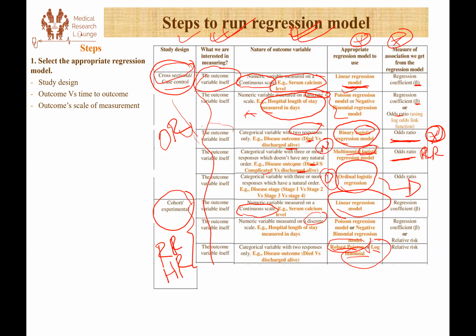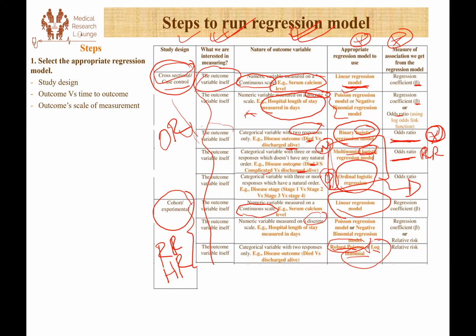So I'm going to skip the three or more responses on nominal and ordinal scale for cohort or experimental study, because I have tried to see different literature and I have asked a number of statisticians. Everywhere I go, what I get is that people analyze nominal and ordinal variables in a cohort or experimental design using multinomial and ordinal logistic regression. But this is not appropriate. I personally don't accept it.